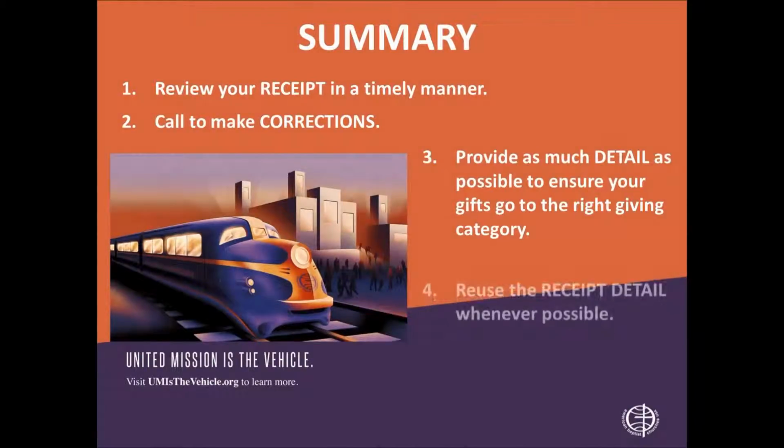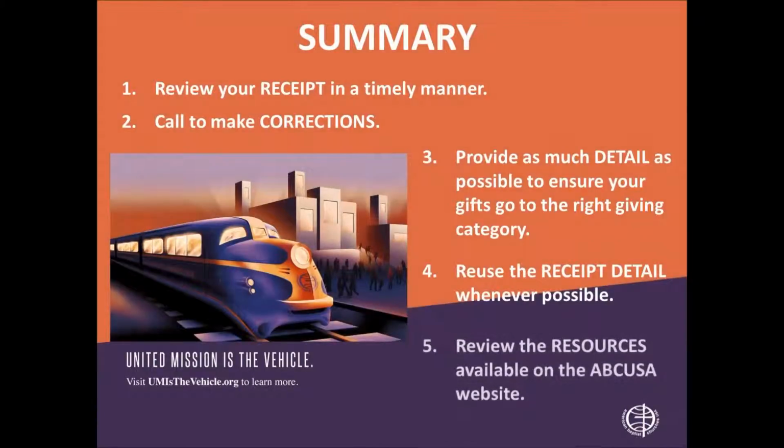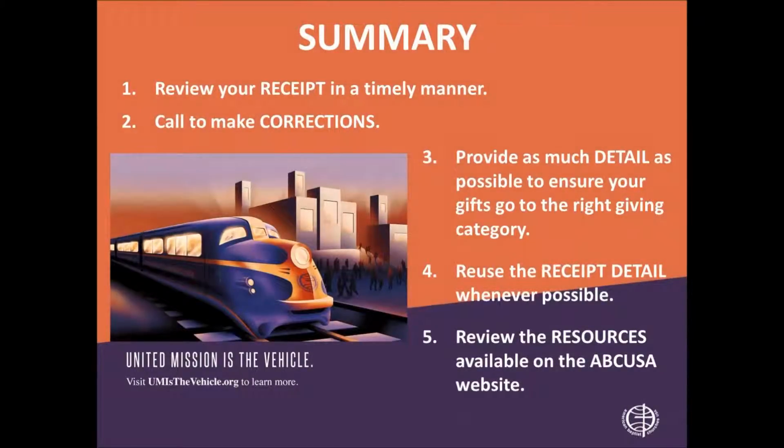Our third point is that you provide as much detail as possible to ensure that your gifts go to the right giving category. Write it all out. If you're not sure, just describe it as well as you can. Then when you get your receipt back, if you can, reuse that receipt detail the next time you want to give to that project. And then also review the resources available on the ABC USA website.